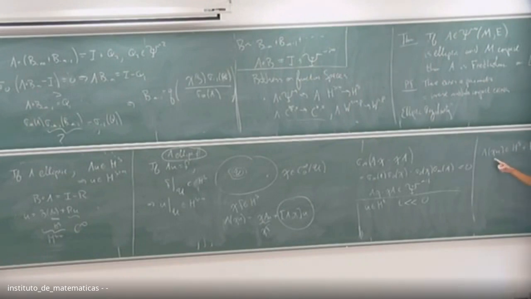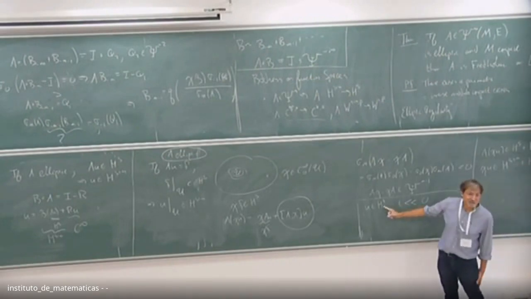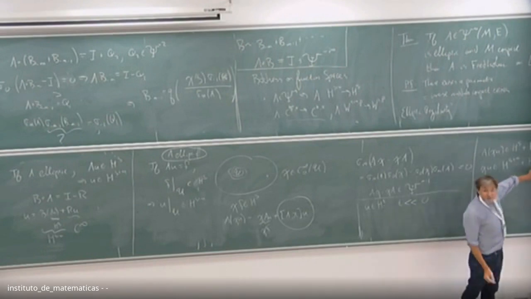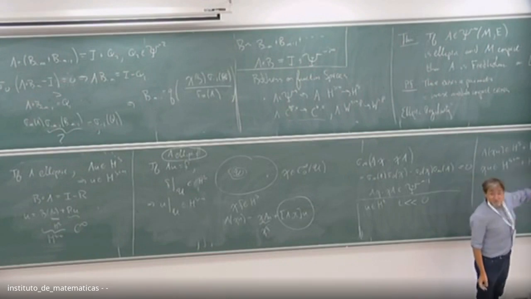A was elliptic, so that tells me that chi of U is M orders better than this. So it's in HS plus M plus HT plus 1. Now, if T plus 1 is much smaller than HS plus M, then what I've done is I've improved my information. U is in HT, right? So this guy is in HT plus 1. I know something a little bit better.